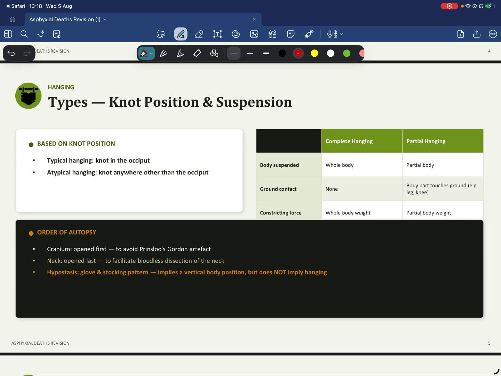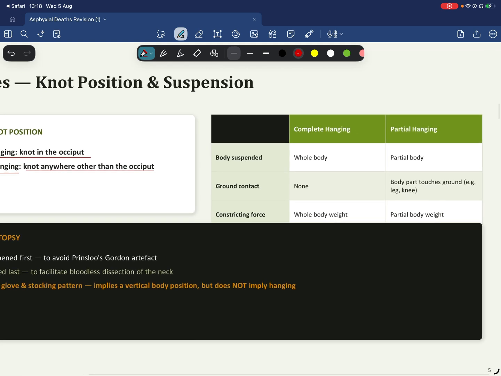Types of hanging. Based on the knot position, hanging can be classified as typical hanging and atypical hanging. Typical hanging is where the knot is placed at the occiput, whereas atypical hanging is where the knot is placed anywhere except the occiput.